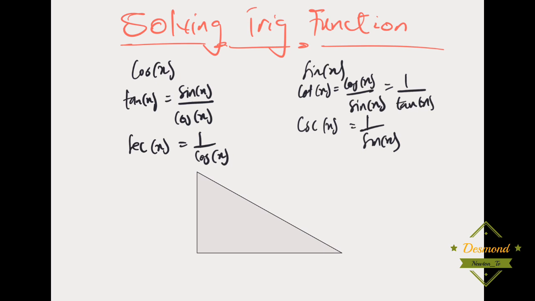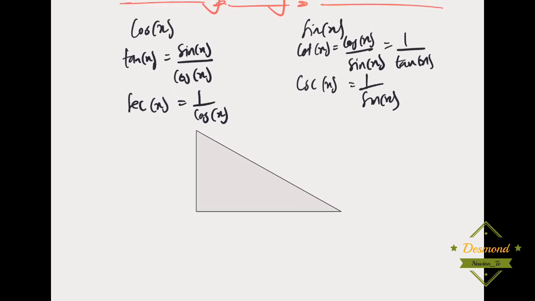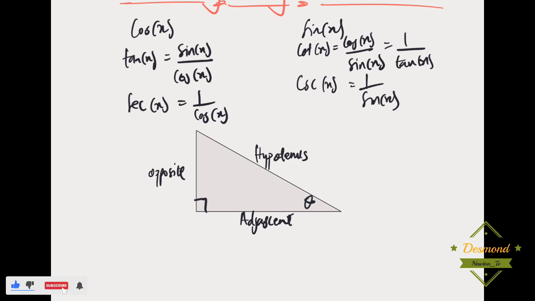Now let's also record that all the trig functions can be defined in terms of a right triangle. I have my right triangle here. This is our angle of 90 degrees, and we have our theta right here. Here will be our opposite, this side will be our adjacent, and we will have our hypotenuse right here. From this right triangle, we get the following definitions of the six trig functions.